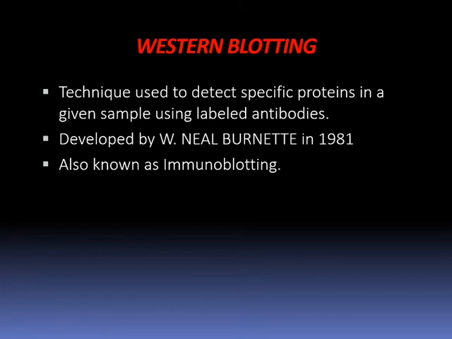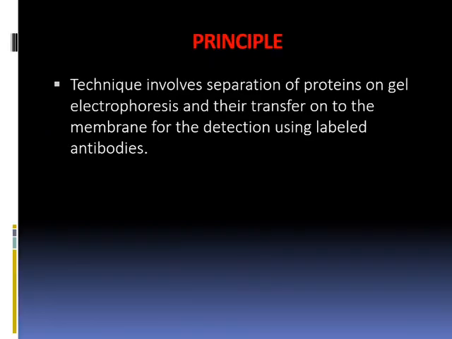So next come to the last one, Western blotting, a technique used for detection of a specific protein in a given sample by using labeled antibodies. Here you have to remember, those other two are nucleic acid, that is fine, but here we are going to identify specific proteins in a given sample by using labeled antibodies. It was developed by Neal Burnette in 1981, also known as immunoblotting.